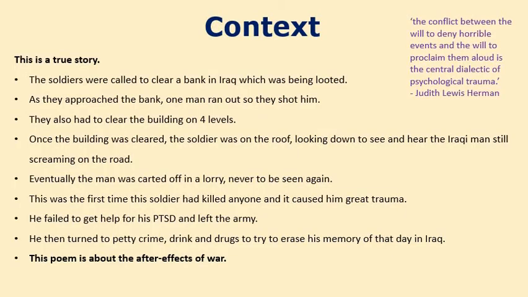So this is a true story, and the bullet points pretty much sum up what is going to happen in the poem. So the soldiers were called to clear a bank in Iraq which was being looted. As they approached the bank, one man ran out, so they shot him. They also had to clear the building on 4 other levels. And once it was cleared, the soldier who the poem's perspective is told through was on the roof looking down, and he could see and hear the Iraqi man still screaming on the road, like writhing in agony.